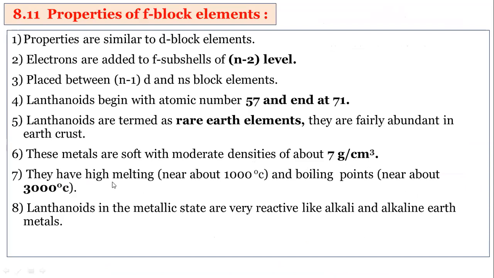They have high melting points, near about 1000 degrees Celsius, and boiling points near about 3000 degrees Celsius. Then lanthanoids in the metallic state are very reactive, like alkali and alkaline earth metals. In the metallic state, they are very reactive.